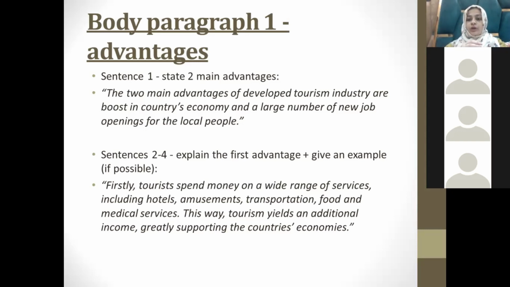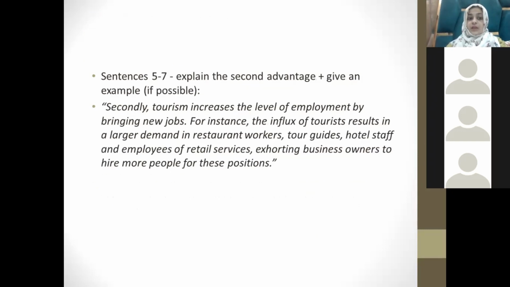So this is how you are going to explain or elaborate the first advantage with an example. Here, by mentioning the facilities of hotels, amusement, transportation, food or other facilities, you need to write these as examples of how the business is going to flourish. Now sentences 5 to 7. Here you are going to explain the second advantage. The second advantage was increased number of employment.